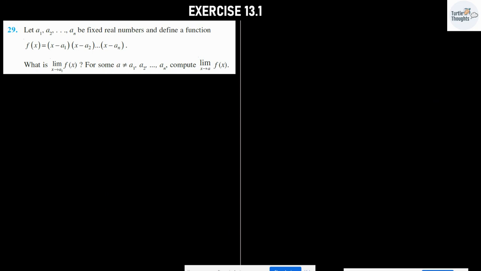Question number 29. Let a1, a2, ..., an be fixed real numbers and define a function f of x equal to (x minus a1) multiplied by (x minus a2) ... multiplied by (x minus an). What is the limit of f of x as x tends to a1 for some value of a which is not equal to a1, a2 or an? We have to compute the value of the limit of f of x as x tends to a.